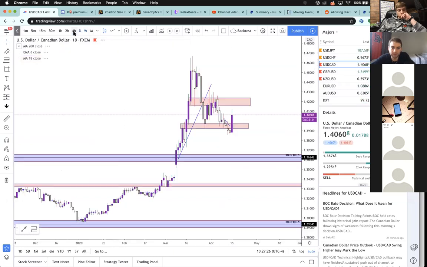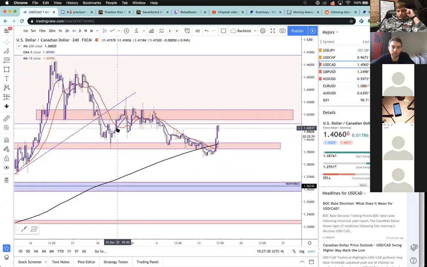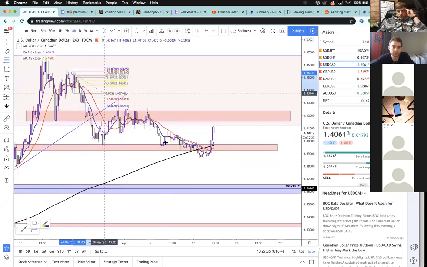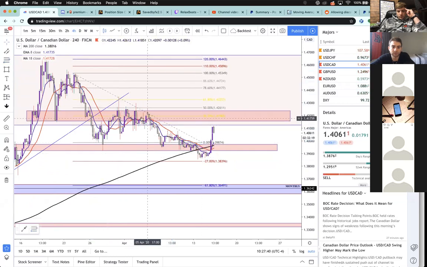So let's go back down to these lower time frames. Obviously this is the 4-hour. We had said that this was 4-hour structure. We had broken structure right here. We fibbed from our high to our low. We were bouncing off this 38.2, which is why we took a sell. This was 1, 2, 3, 4 tops up here.